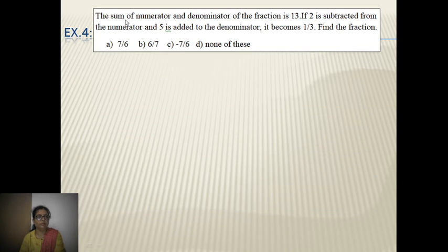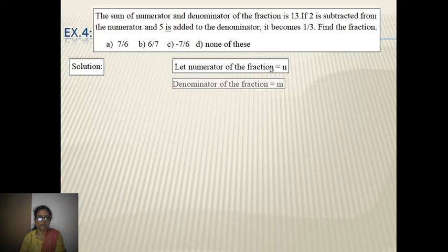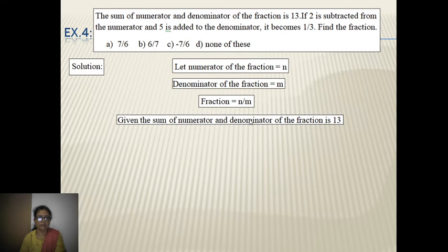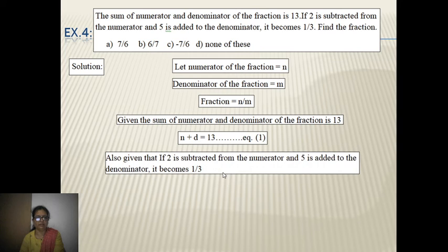Example number 4. The sum of the numerator and denominator of a fraction is 13. If 2 is subtracted from the numerator and 5 is added to the denominator, it becomes 1 by 3. Find the fraction. Now we consider the numerator is n, the denominator is d, and the fraction is n by d. Now apply the condition. We write down the first equation, n plus d equal to 13. Now apply the second condition, that is, 2 is subtracted from the numerator and 5 is added to the denominator, and the fraction value is 1 by 3.